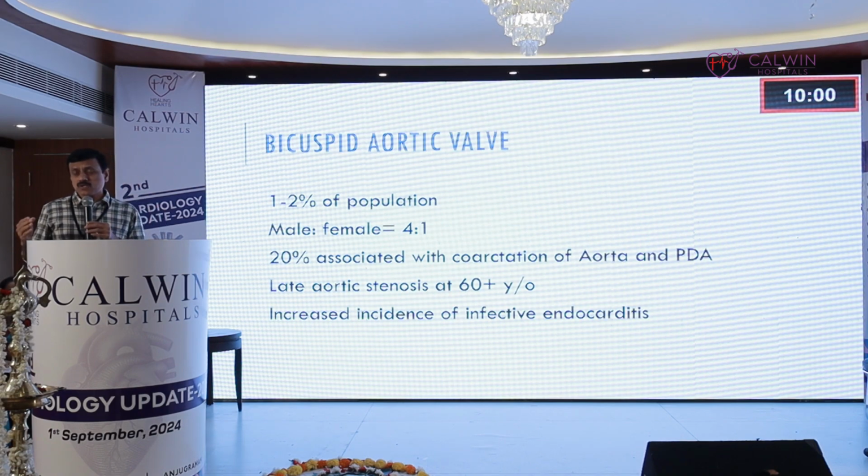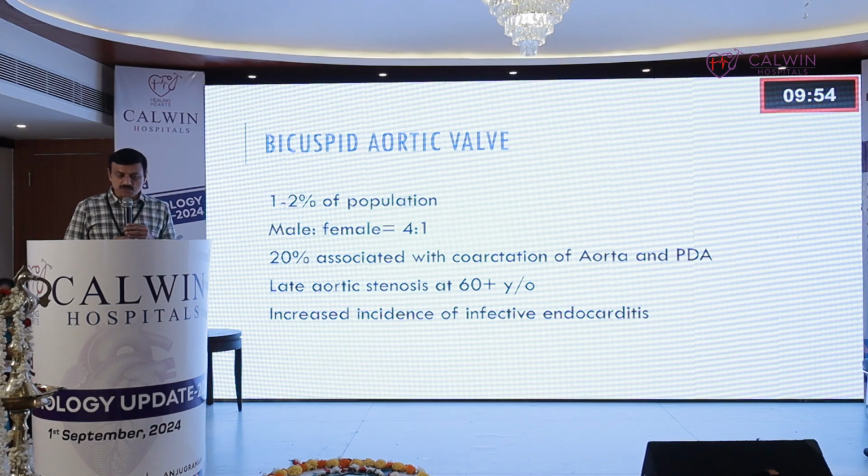Bicuspid aortic valve, I won't call it a disease, but it can become a disease. It's very common, 1 to 2% of the population. Male to female ratio is 4:1. 20% of them have associated coarctation of aorta and PDA. Late aortic stenosis can develop beyond 60 years, as Dr. Selomani showed in his transcatheter aortic valve replacement. Nearly 60% of them had bicuspid aortic valve.